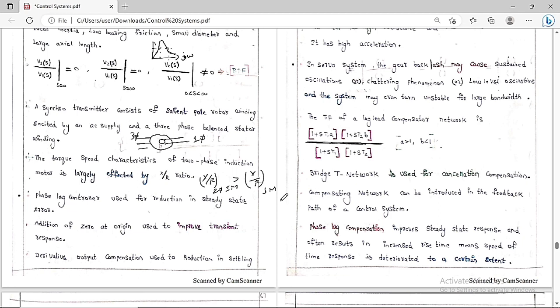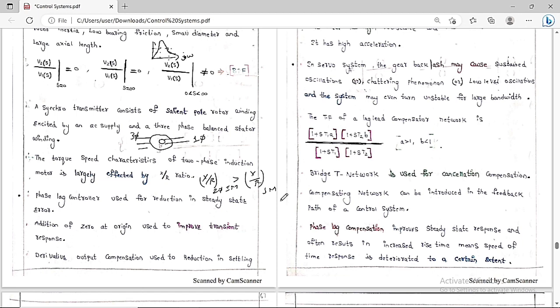So definitely, the system may even become unstable also for large amount of bandwidth. So therefore we can say, in the case of servo system, if you are going to use the gear backlash, then there will be some oscillations present all the time, which can cause the chattering phenomena or low level oscillations in the system, and it may even cause the system to become unstable for large bandwidth.